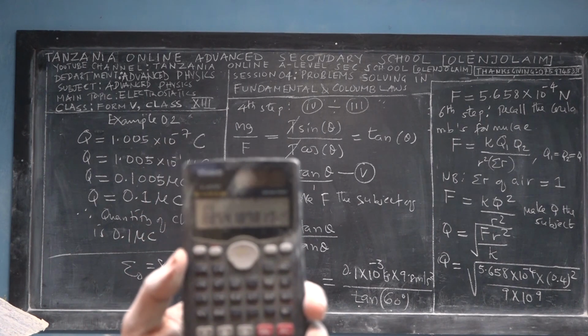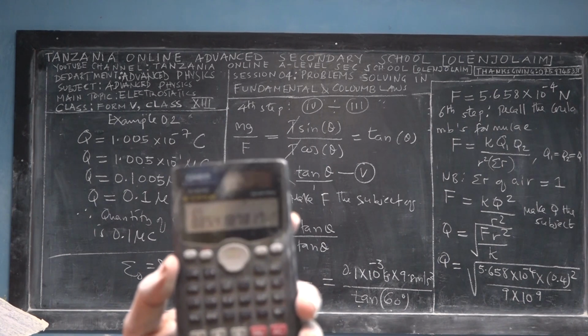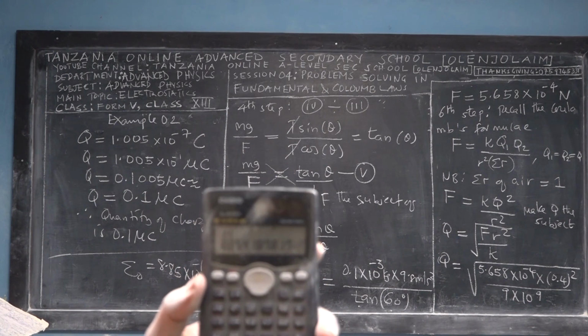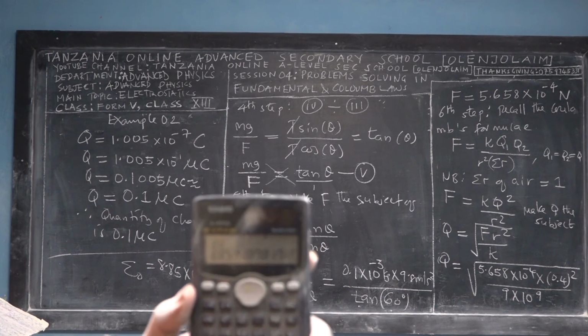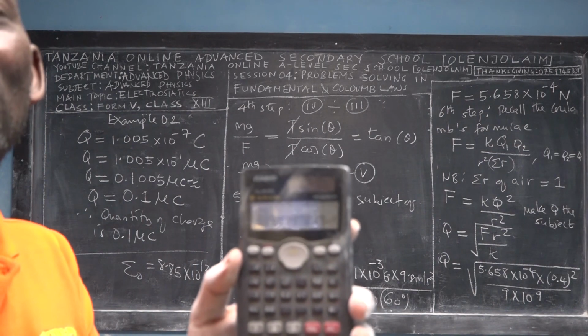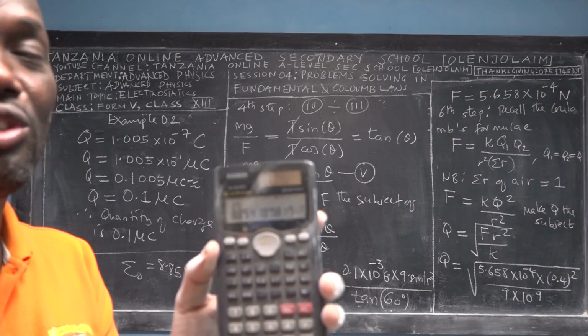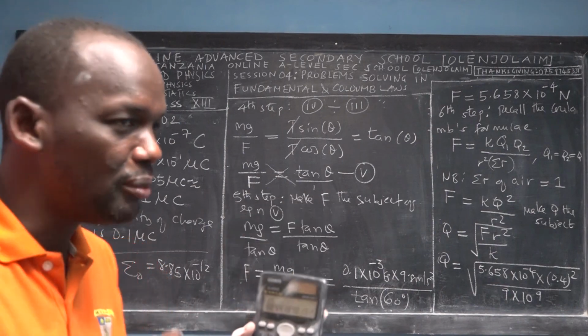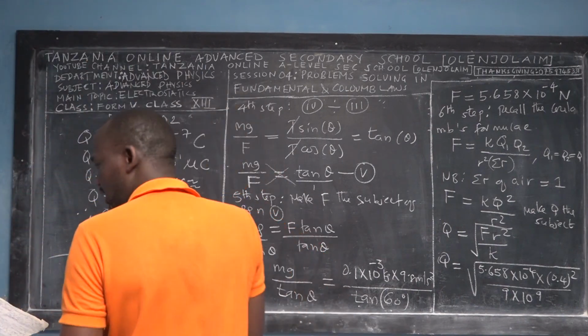8.854187817 × 10^-12. The only thing that a scientific calculator won't give you, it will give you the value of the constant, but it won't give you the SI unit. But you know how to determine the SI unit of any physical quantity by using dimensions. That's why we taught you in mechanics. Well, that's another additional concept.